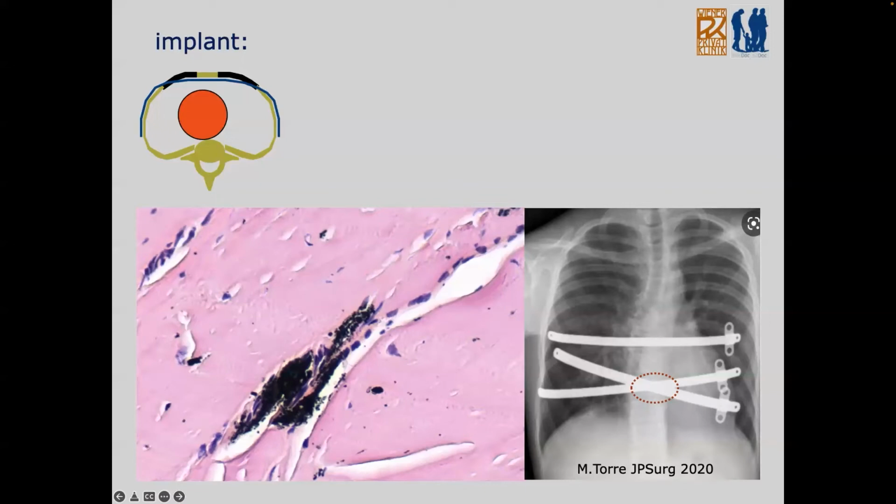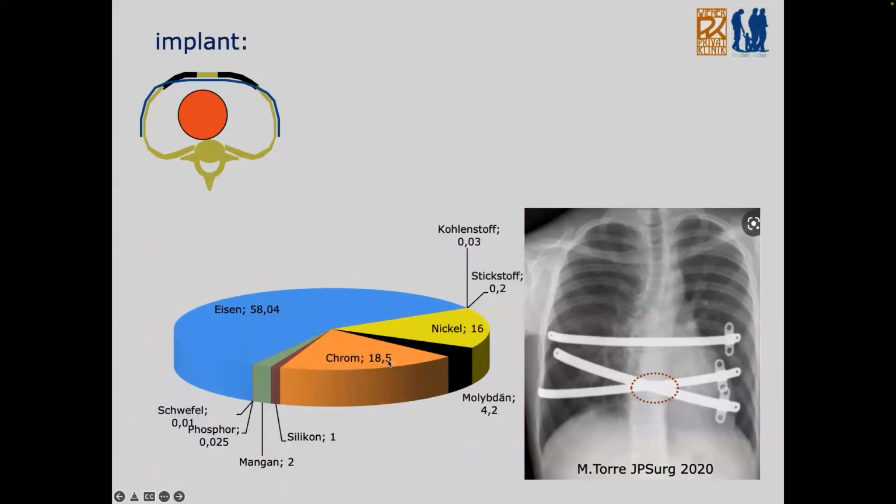You see here the metal debris in the lymphatic system, the tissues, and the black abrasion from the implant in the lymphatic system. Here you see the composition of the implant. So you have the iron, you have the nickel, you have the chrome.